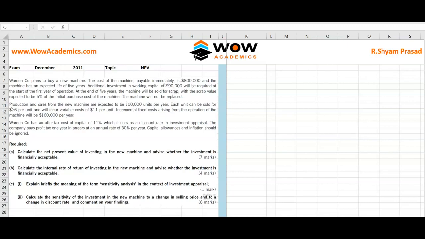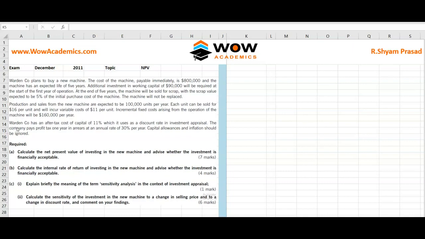The second paragraph is production and sales from the new machine are expected to be 1 lakh units per year. Each unit can be sold for 16 per unit and will incur a variable cost of 11 per unit. Incremental fixed cost arising from the operations of the machine will be 1,60,000. So they have told you about the operational angle of the machine.